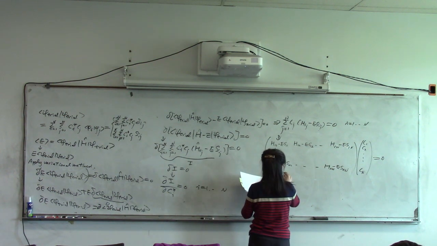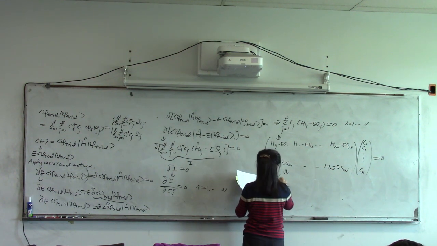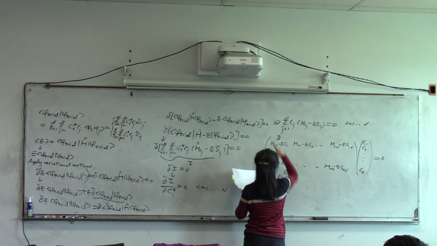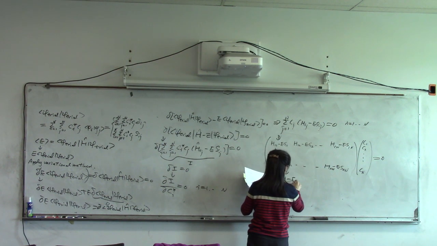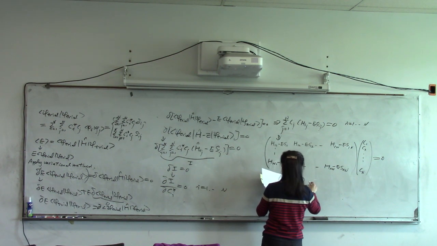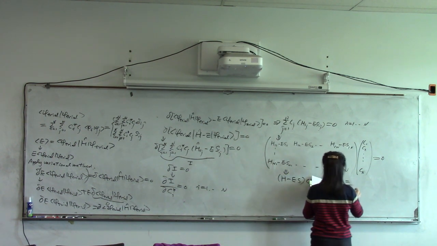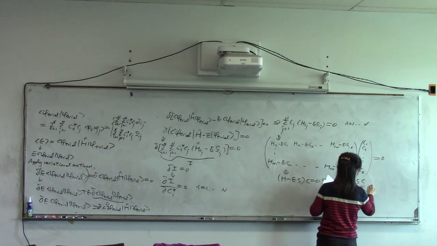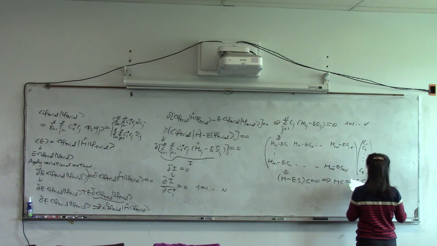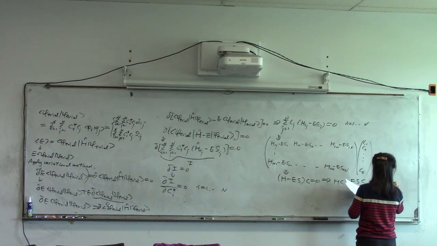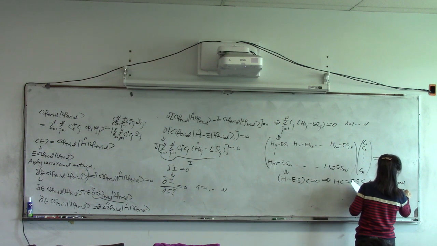We write it in simple notation like this: H is a matrix now, I do not have a hat, right? Because it's a matrix. S is also a matrix, and H C minus E S C equal to 0, or H C equal to E S C. This we call the generalized matrix eigenvalue problem.